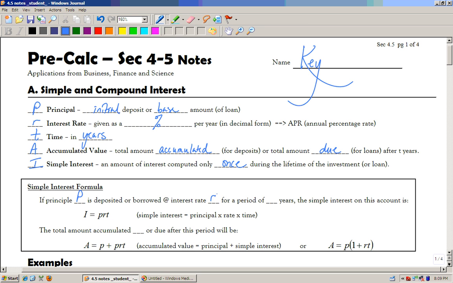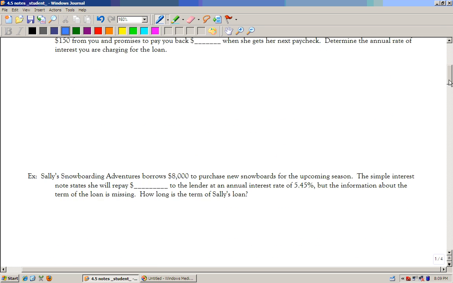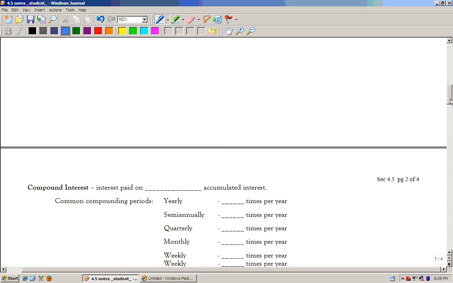So if we're doing simple interest, if P, the principal, is deposited or borrowed at an interest rate of some percent R for a period of T years, the simple interest amount is I equals P times R times T. The total amount, either the amount that you have accumulated from your deposits or the amount that's due for a loan, is the total amount of what you put in plus the amount of interest. So P is the amount that you put in and PRT is the interest that they add to it. If you notice, P is common to both of those, so the total amount is A equals P times the quantity 1 plus RT.